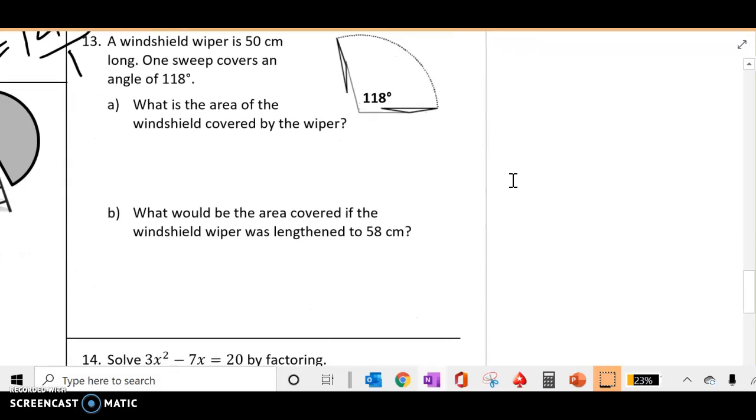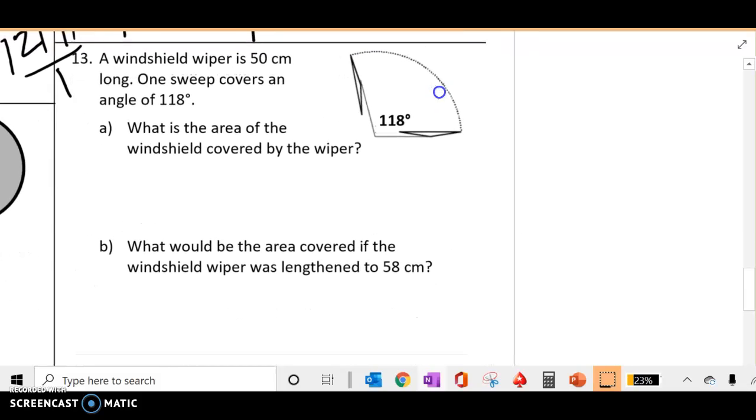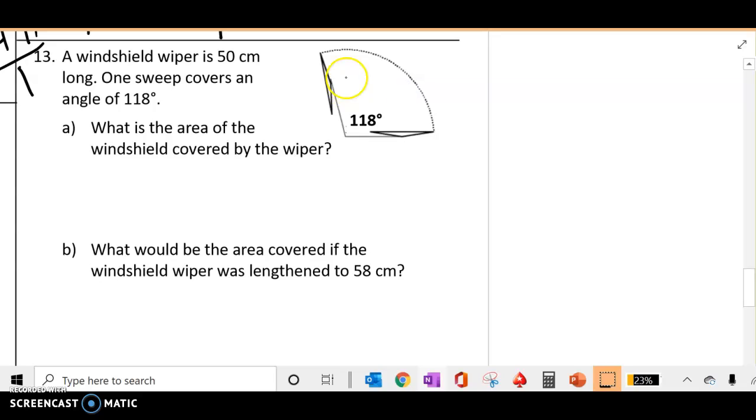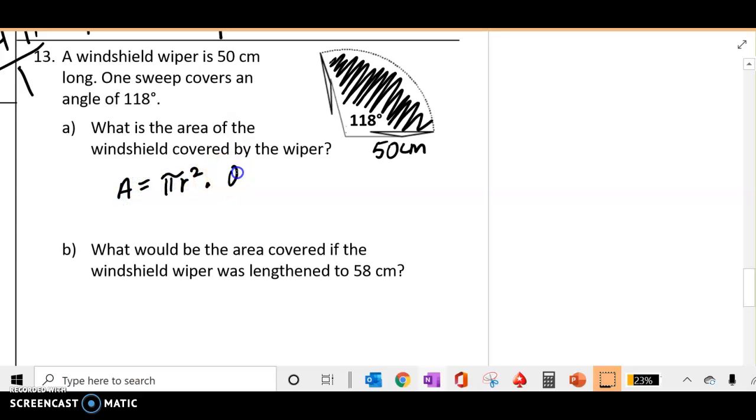Go to number 13, which is right here. A windshield wiper is 50 centimeters long. That's our radius. One sweep covers 118 degrees. What's the area of just what the windshield wiper covers? So again, they just want this portion. What is that area? That's sector area. That's not a full circle, but we're still going to use the circle formula, but then we're just going to multiply it by the angle over 360.